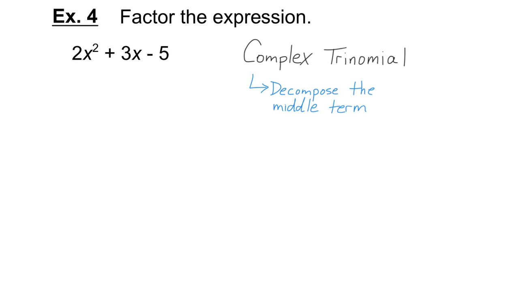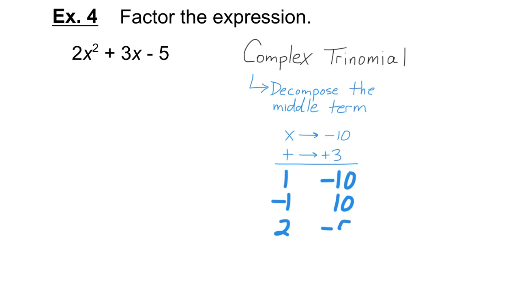So we need 2 numbers that multiply to negative 10 and add to 3. I can work it out off to the side or just in my head. I need to find 2 numbers that multiply to negative 10. So start making your list. 1 times negative 10, or you can switch the signs. 2 times negative 5, or switch the signs.